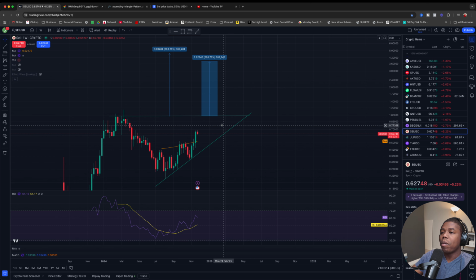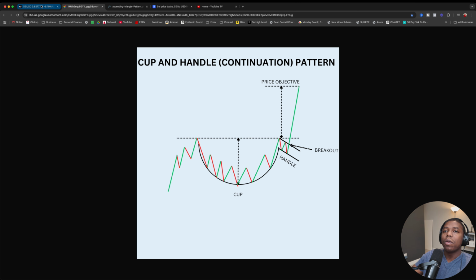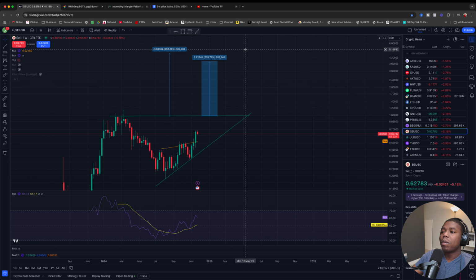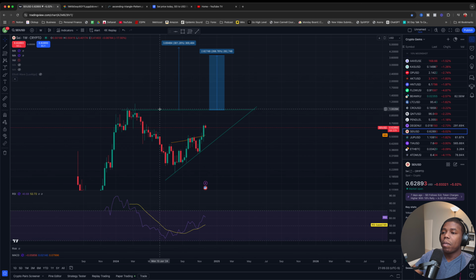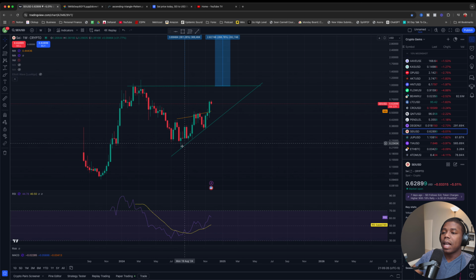And we could see a pullback off of this resistance. And then also with the ascending triangle, we could see that pullback, that handle part of the cup and handle, be inside of this triangle right before it goes to the upside. And the price targets are both very similar in that we're measuring from the top of this resistance down to the bottom of this pattern.